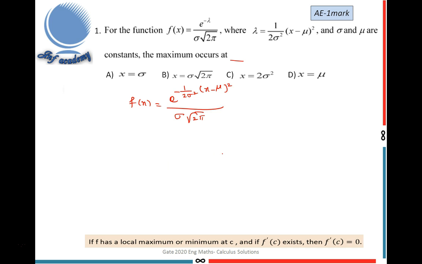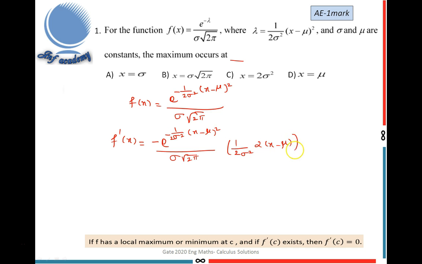That means if f dash of x equals 0 at one point, then the function has a local maximum or minimum at that point. So I have to find f dash of x and equate f dash of x equal to 0. I get one point, and that point gives a local maximum or local minimum. So I find f dash of x. The differentiation of e power minus x is minus e power minus x, that is 1 by 2 sigma square, x minus mu whole square.